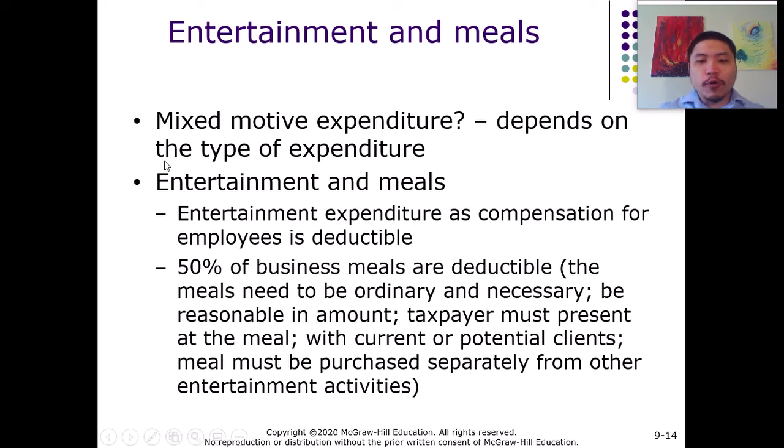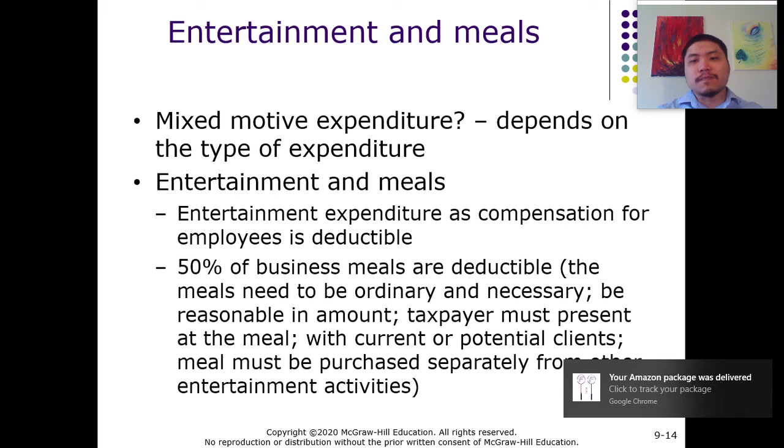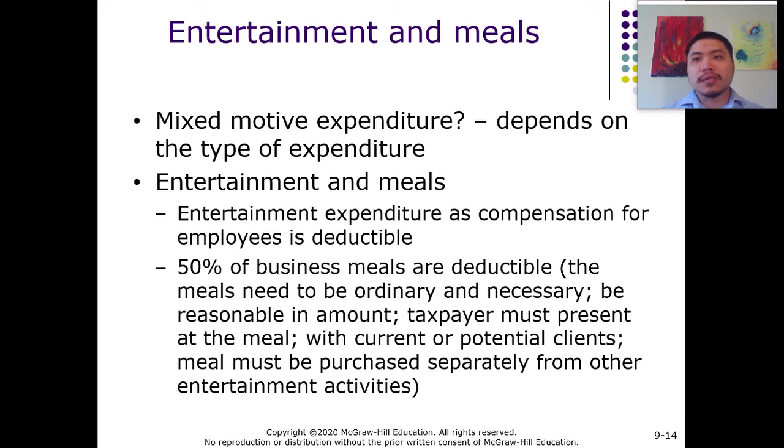So there are a few requirements. The meals need to be ordinary and necessary, right? Meaning, let's say the potential client or the current client only wants to meet during lunch or dinner, and there's no way to do it otherwise, then it can be treated as an ordinary and necessary activity, right?